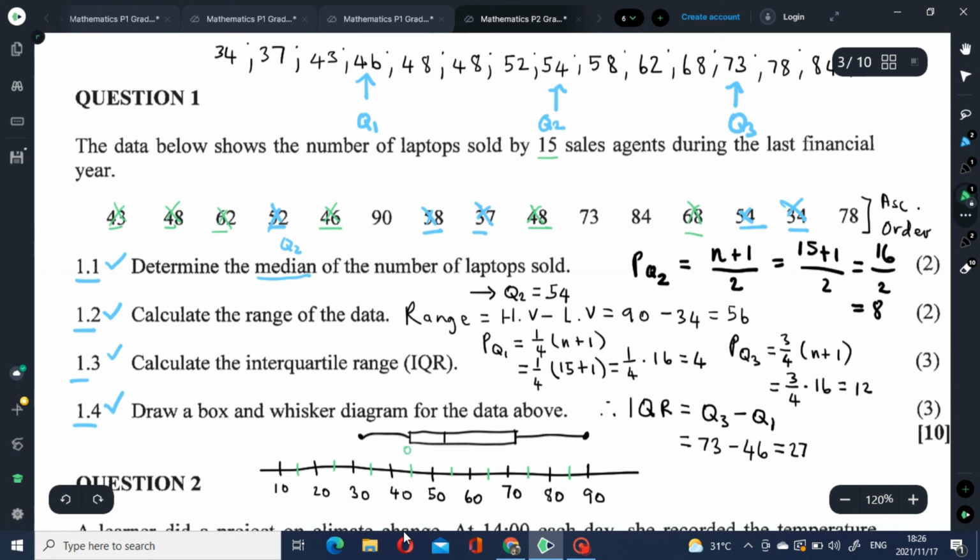What I normally do is I mark all the critical points on the box and whisker diagram so that the representation is clear. It's always wise to do this so that whoever is examining your scripts gets a clear indication of where your 5-point summary is.